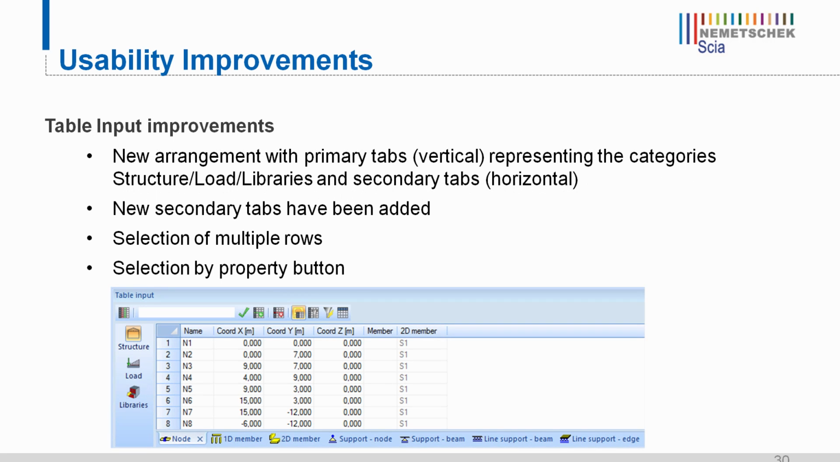The table input structure has been reorganized to avoid tabs overcrowding the screen. The new arrangement includes primary tabs, vertical, representing the categories structure, load, libraries, and secondary tabs, horizontal. There are also new secondary tabs added, like load cases, generated force, and nonlinear combinations. Selection of multiple rows, or by the property button, can be used to create a named selection of members. Selections can be saved.